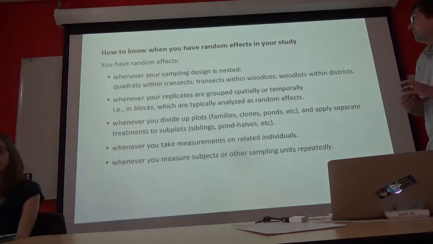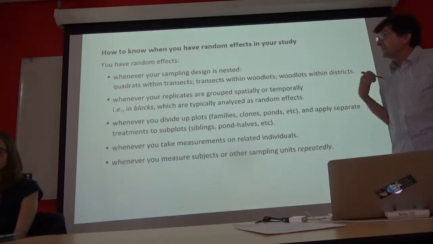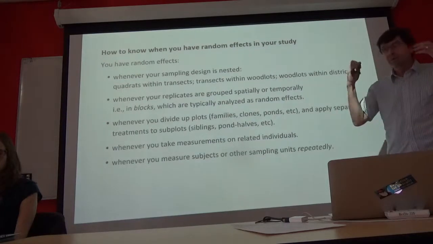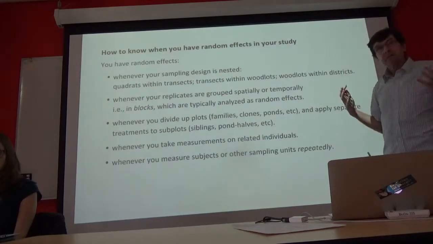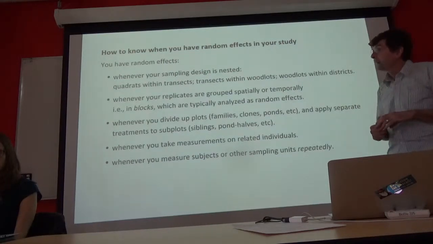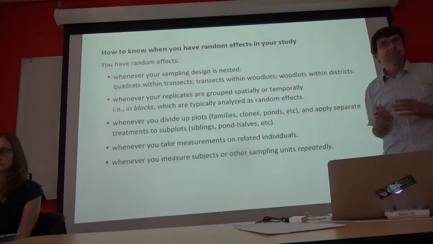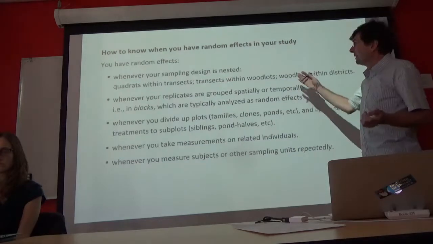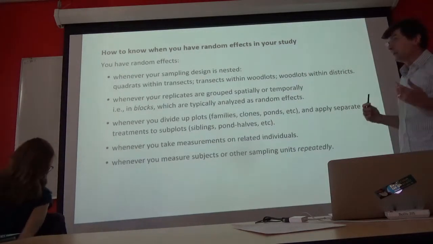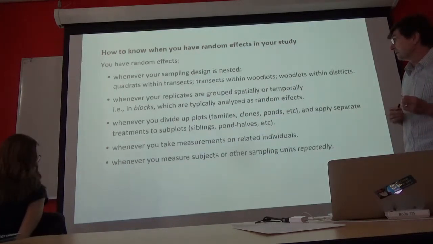How do you know when you have random effects in your study when you maybe didn't plan it? Well, whenever your sampling design is nested: quadrats within transects, transects within woodlots, woodlots within districts. So when there's some sort of hierarchical structure to the sampling itself, you may not have wanted to do it that way, it was convenient, but now that it's done, analysis must follow design. And quadrats are randomly sampled, and transects perhaps randomly sampled, and so those become random effects that you have to take into account now when you're modeling the results of your experiment.